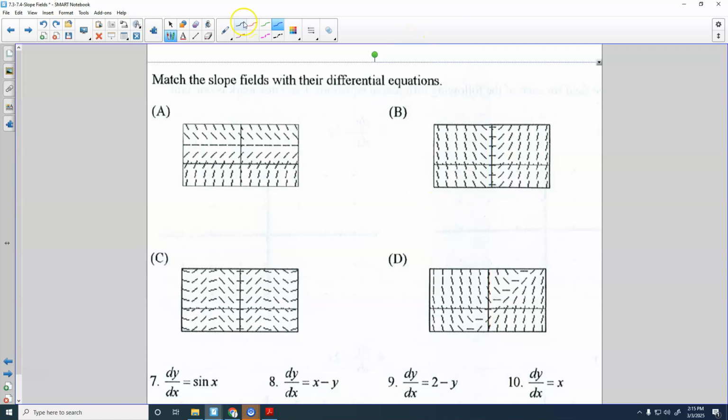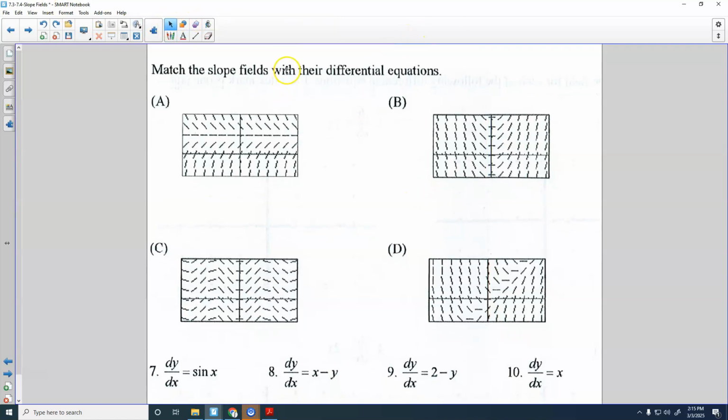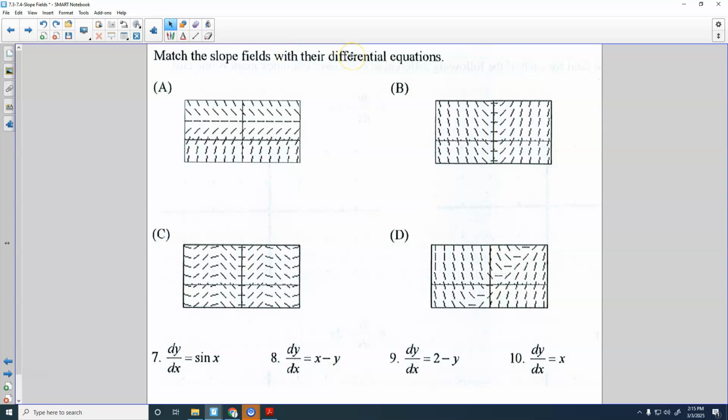Okay. This one asks you to match the slope field to the differential equation, not to the solutions. These are the differential equations. Some of these differential equations, we know how to find the solution for them. Some of them we do not. Okay? We can only find a solution right now if we can integrate it. Right? So, which ones of these do we know how to integrate?